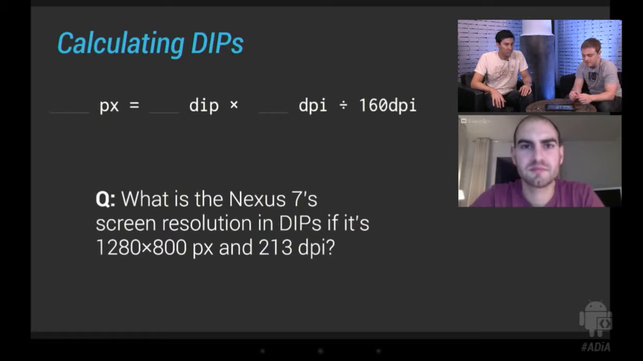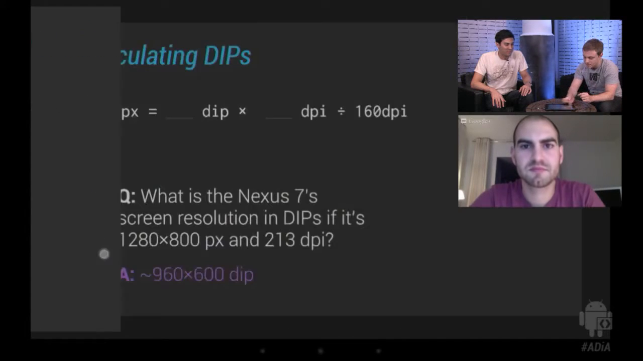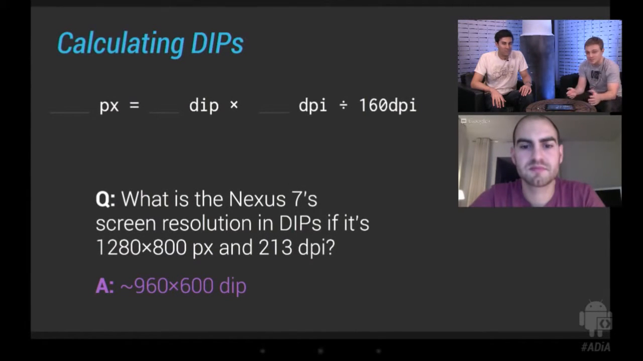you'll actually find that its dip resolution is roughly 960 by 600 dips, and that kind of helps you figure out how much content will fit into this space. Right? How much screen real estate is really available for you to work with here? Yeah, so when you think about screen real estate, definitely don't think in pixels, think in dips. Okay, so yes, Nexus 7 about 960 by 600 dips.